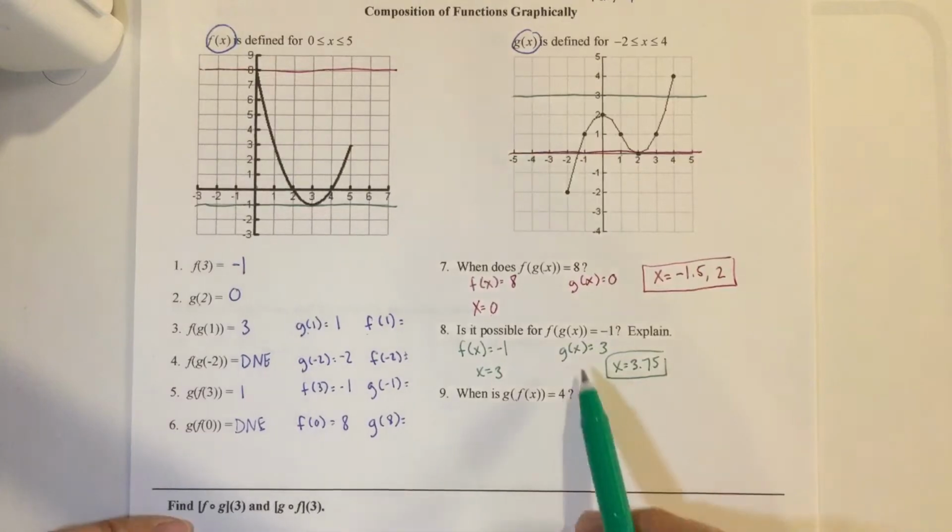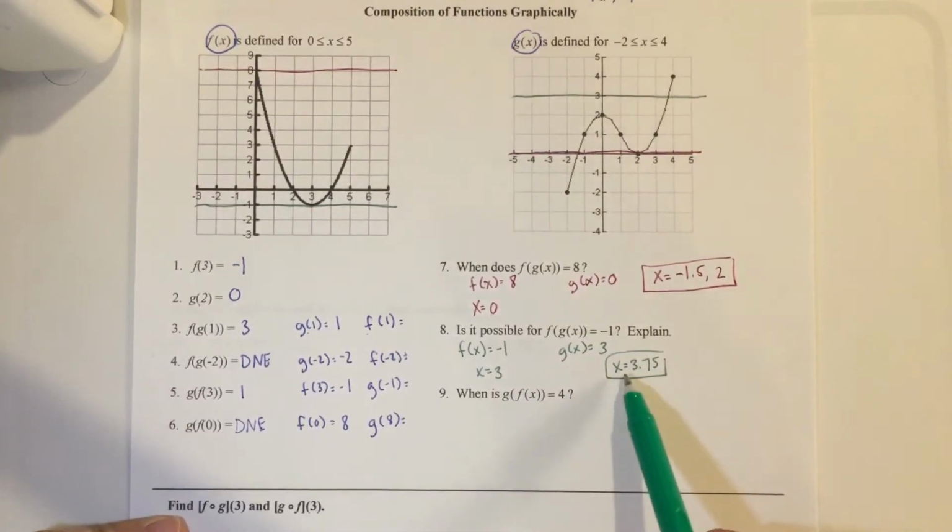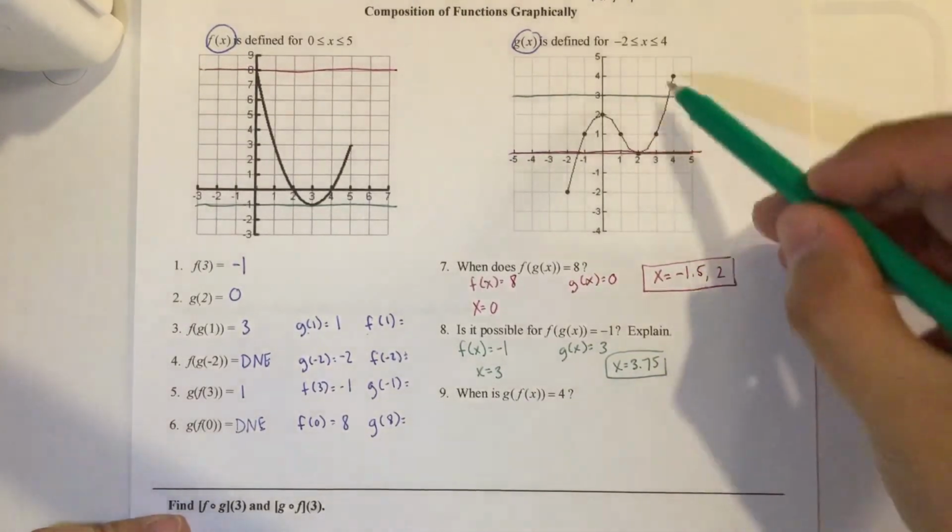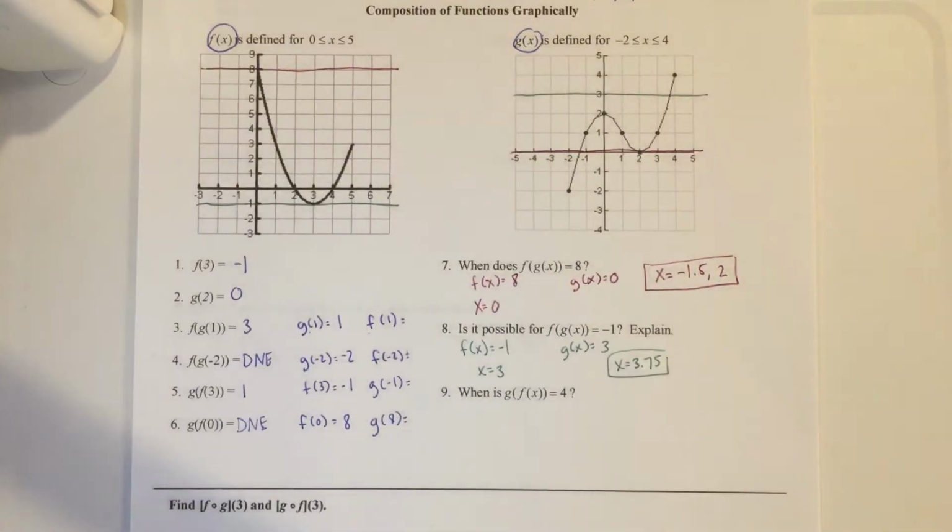Is it possible for this to work? Yes, it does work because we actually have a solution, that x equals 3.75. So yes, it does work. And now for the last one, when is g of f of x equal to 4?